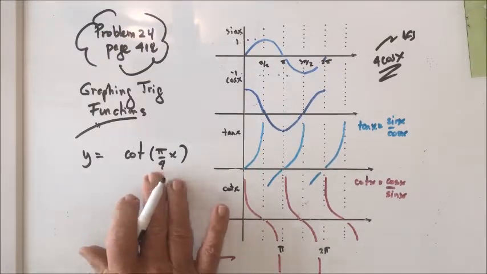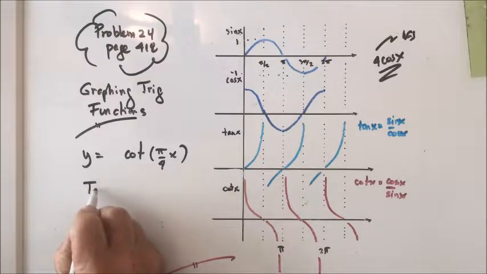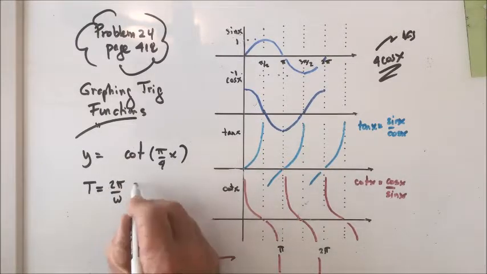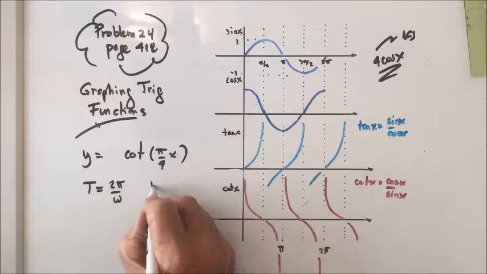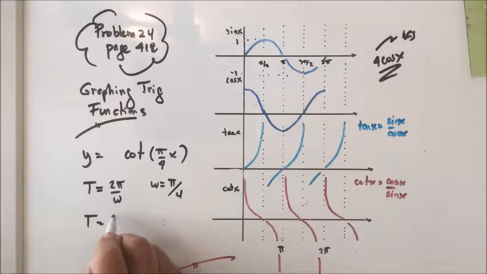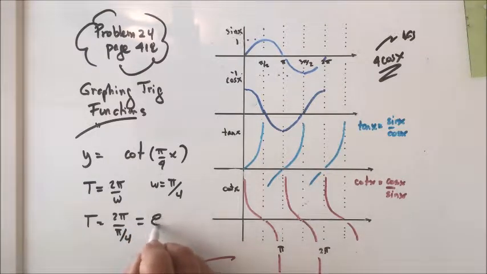Then the other thing that's different here, of course, is the period of this function. The period is always 2 pi over omega. This is omega. Omega equals pi over 4 in this case. So the period is equal to 2 pi, all divided by pi over 4, multiply top and bottom by 4. And you see that the period is 8.